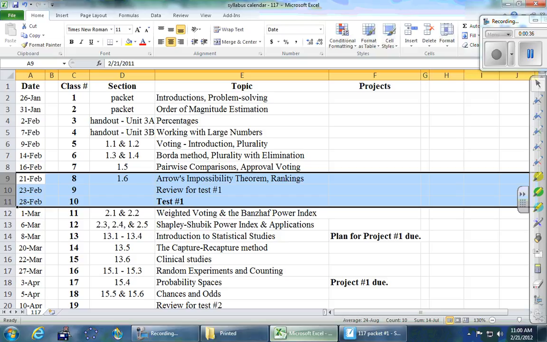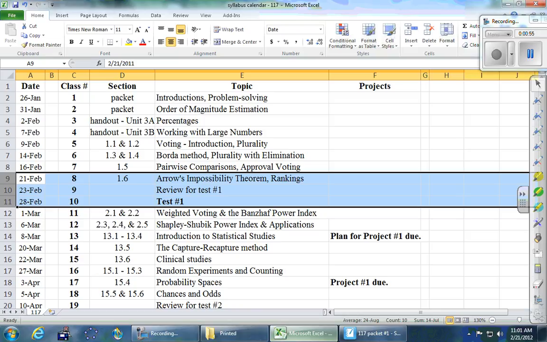Yes? Are we going to have homework on Thursday? That whole weekend for the test? Good question. There will be no homework assigned on Thursday. Your homework is to study for the test. Yeah. Any other questions?